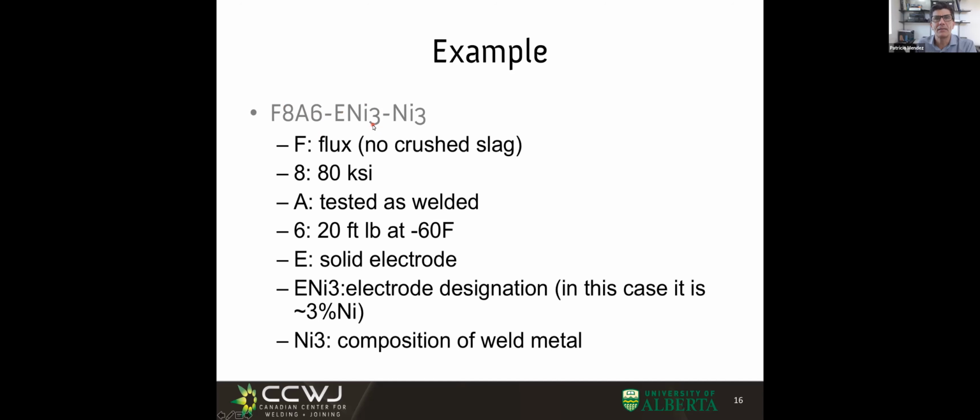This Ni3 means what the chemistry is. In this case, it's a 3% nickel electrode, but you shouldn't be fooled thinking that it's always that easy, right? And then what we have here is the composition of the weld metal. All of these things done under standard conditions. And guess what? It should be Ni3, more or less the same as the filler metal. This case is a homogeneous weld, right? Okay.